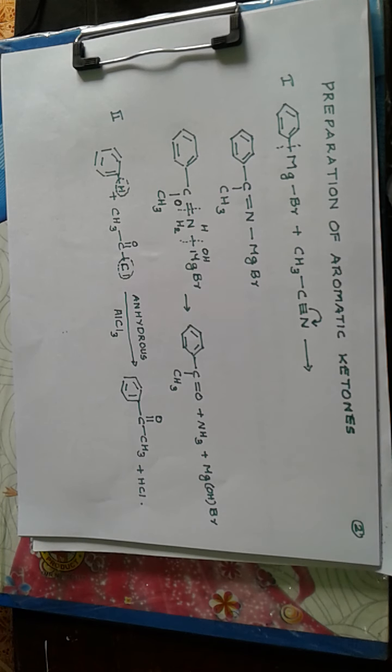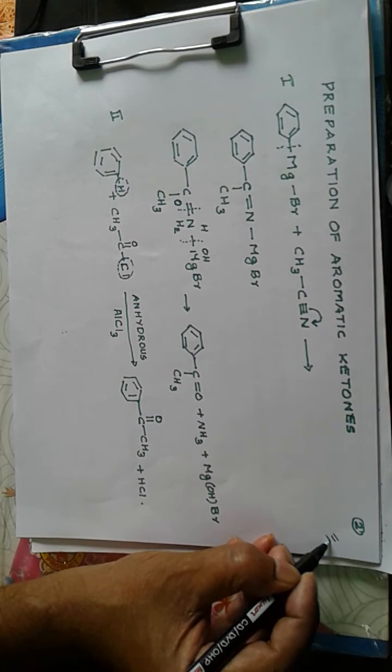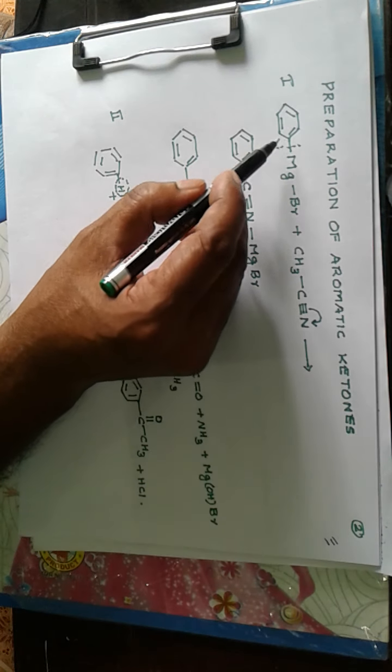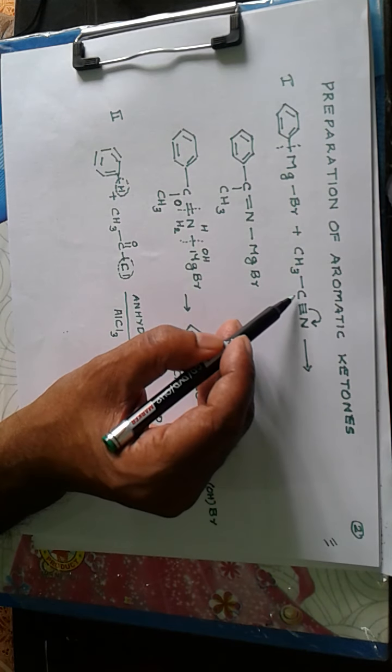Now preparation of aromatic ketones. One method is the reaction between a phenyl magnesium bromide and a methyl cyanide. Now addition takes place, phenyl part becomes the negative part, and CN bond polarizes, so that N negative is formed, and MgBr connects to N negative, and the phenyl negative part connects to the carbon.